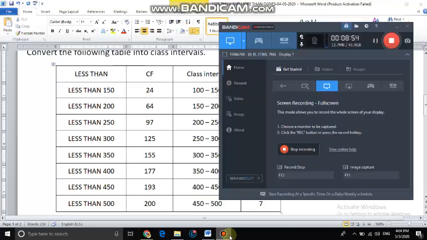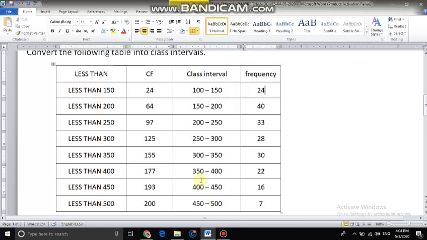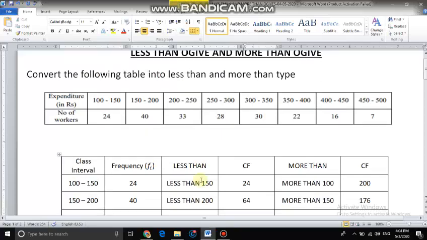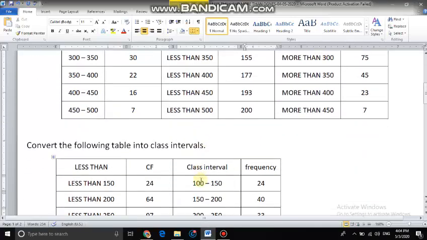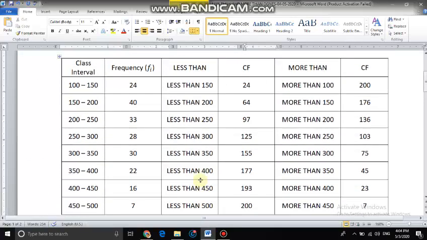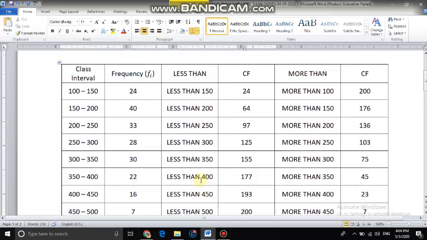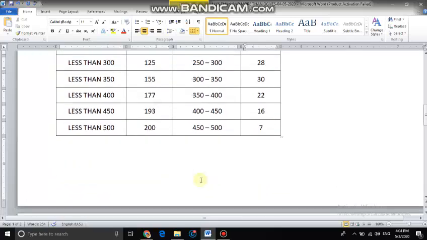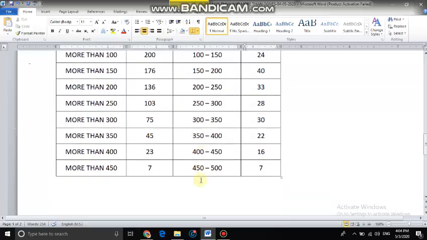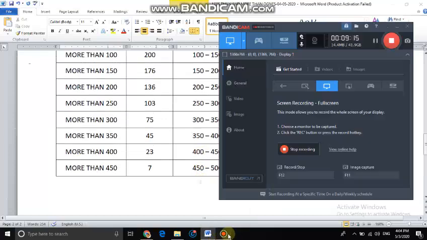We will solve the questions in the next class. Hope you go through all the questions. I will give exercise questions here at the end of this file. Then you practice it, understand it. If any doubt, let me know. Okay. First type of questions are class interval into less than and more than type. Next type of questions are less than and more than type into class interval.